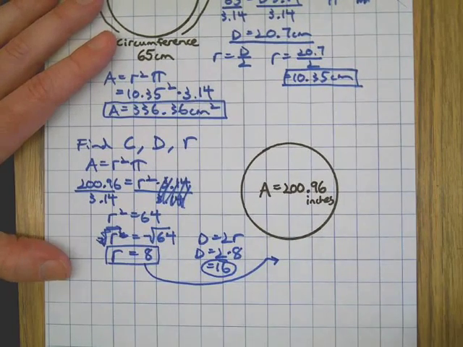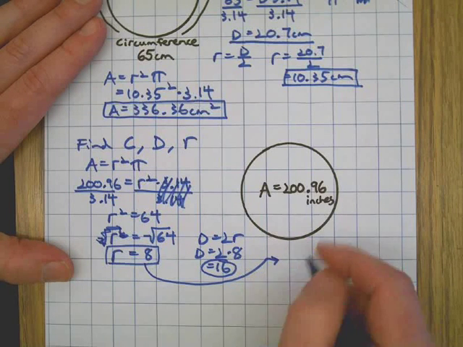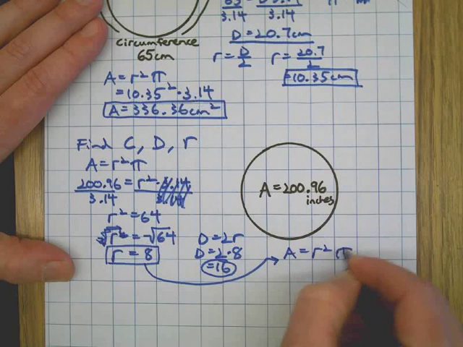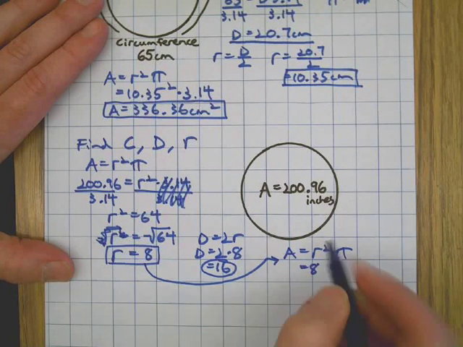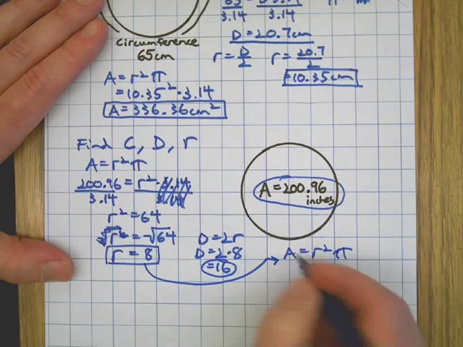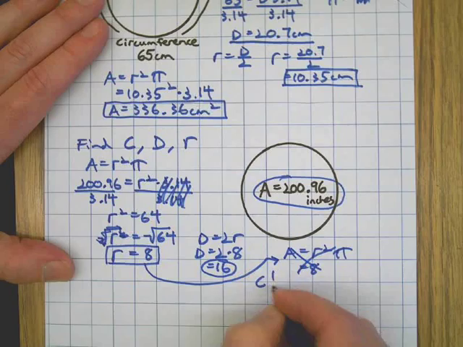If you don't, you gotta download it, it's so good. Okay, r squared times pi. 8. Wait, we already know the area, right? It was given to us. What are we missing? Circumference.